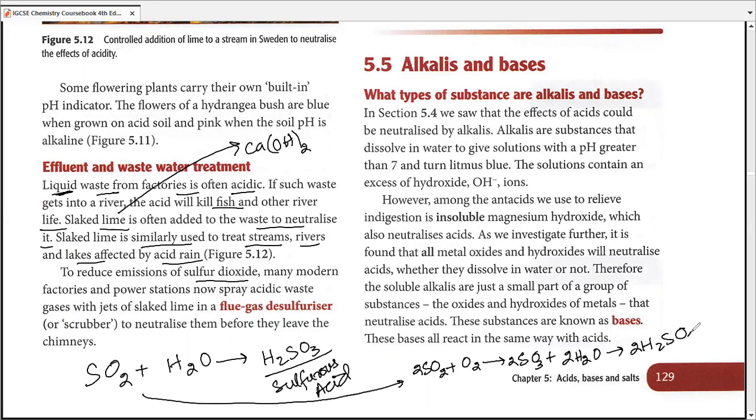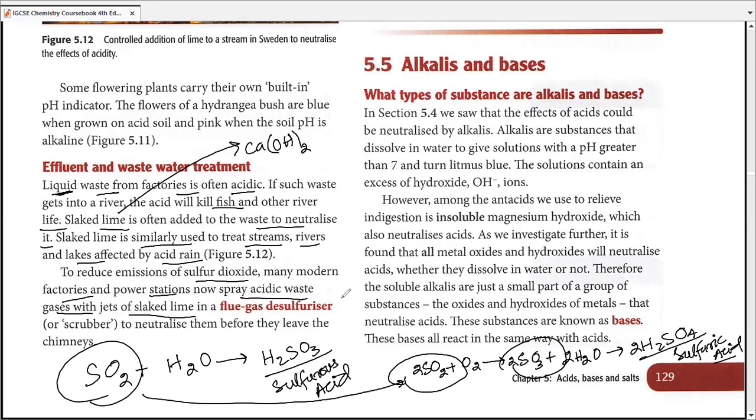Now, sulfuric acid is even more harmful than sulfurous acid. So both the acids are pretty harmful. So we try to stay away from the oxides of sulfur, which are basically causing this problem. So many modern factories and power stations now spray acid-based gases with jets of slake lime in flue gas desulfurizers or scrubbers. What is a scrubber?